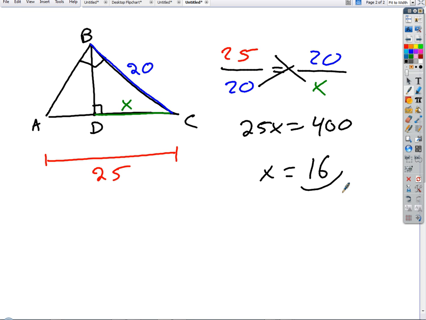And does that work? Let's check. Is 20 in between 16 and 25? Yeah, it is. Make sense? It's not the average, but it's not supposed to be. It's the geometric mean, which is a little different. It's not going to be in the middle of the two. It's just going to be somewhere in between them. That's kind of our check.